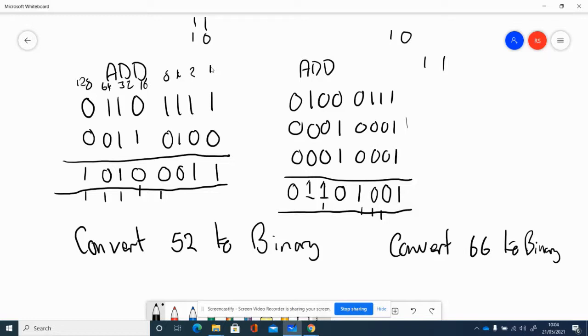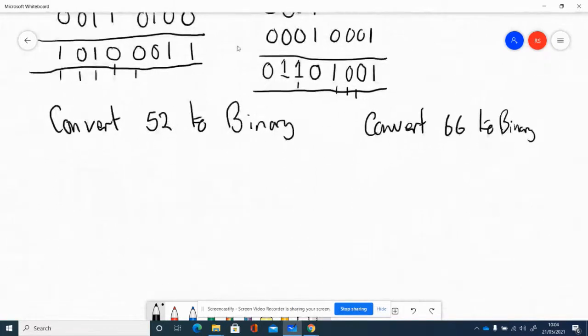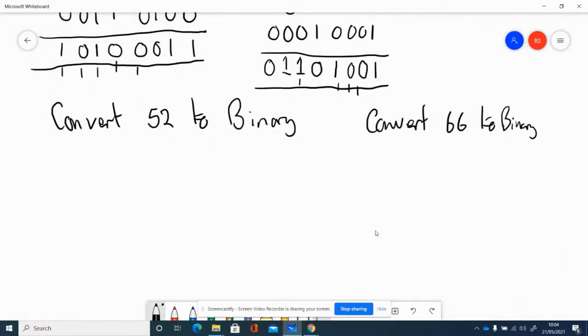So that's adding together 3 numbers. So hopefully you did okay with that one. So maybe we could think now about converting. So we've got a couple of numbers here to convert. Converting 52 to binary. Well, we need our binary positions. So we'll just write those down.